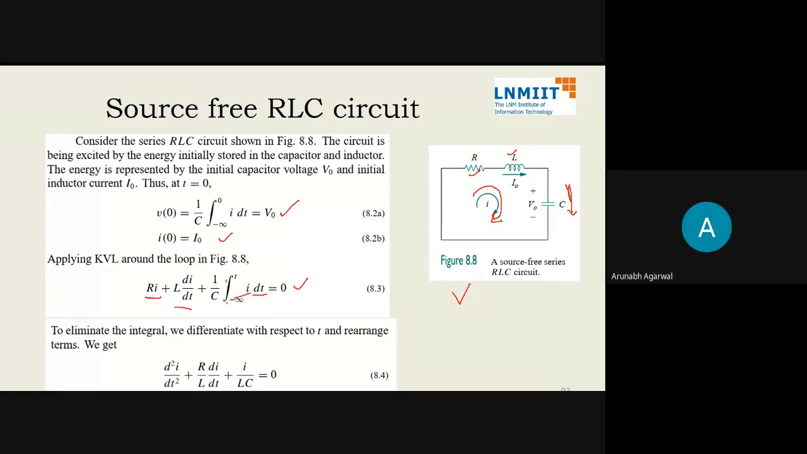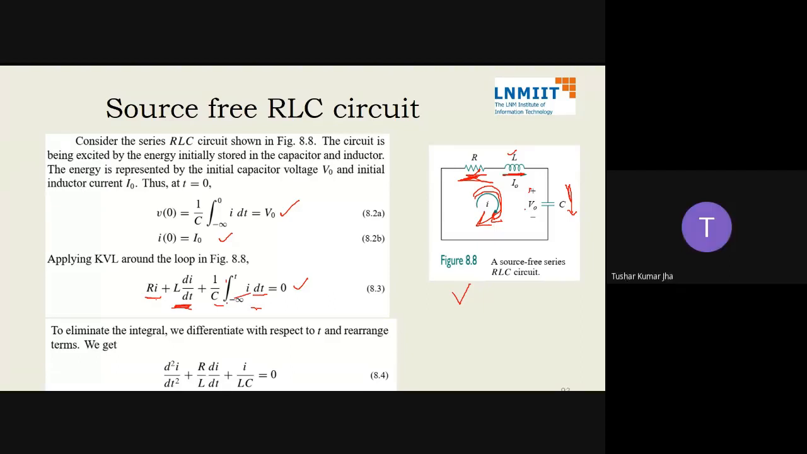Sir, may I ask you to please explain again what we are doing here? Yes, sir. See what we are doing? We are simply applying the KVL in this loop. So what is voltage across resistor? IR. What is the voltage across inductor? L di by dt. What is the voltage across capacitor in terms of current? 1 by C integration I dt. Is that okay?